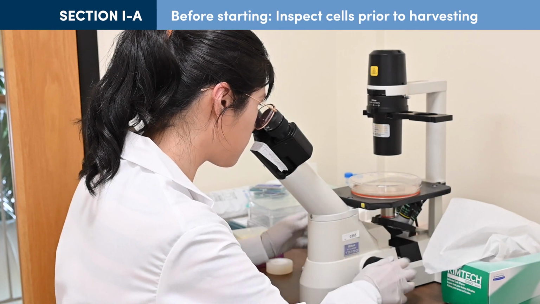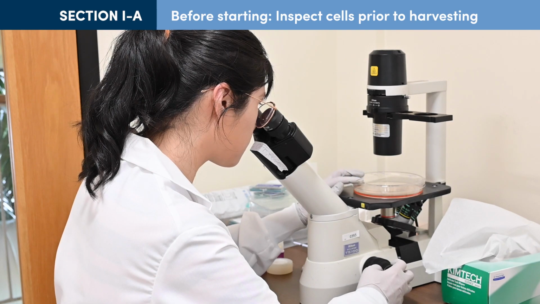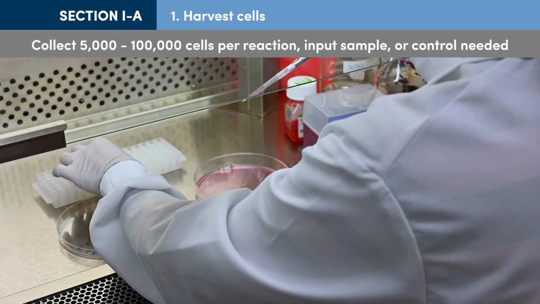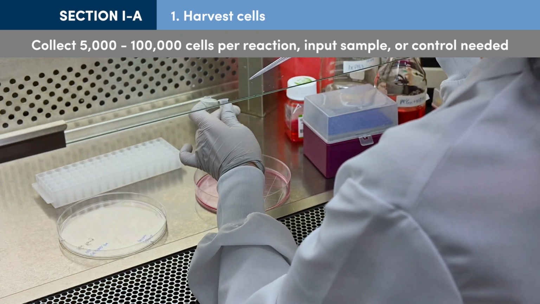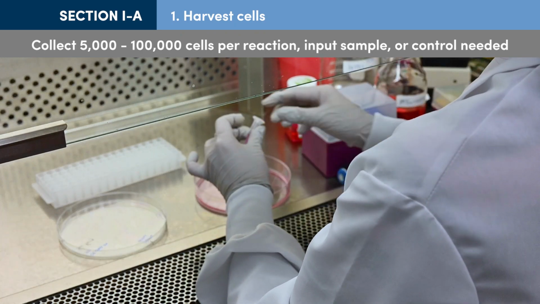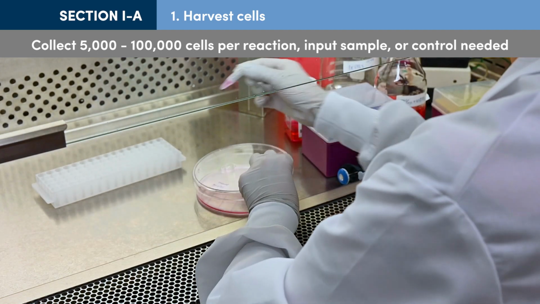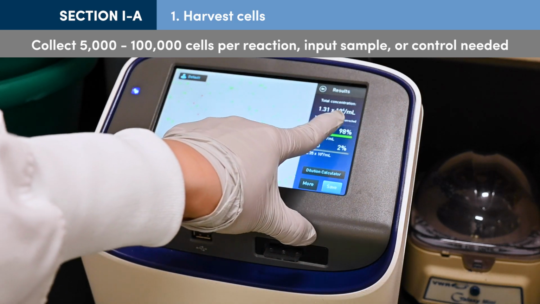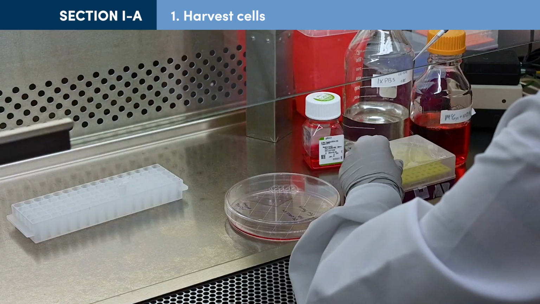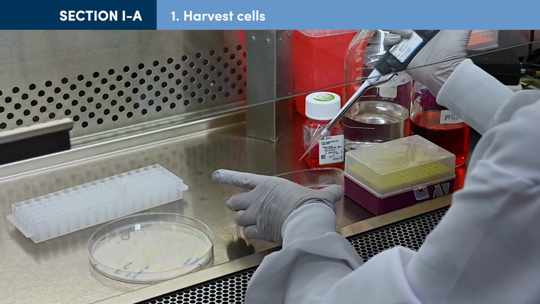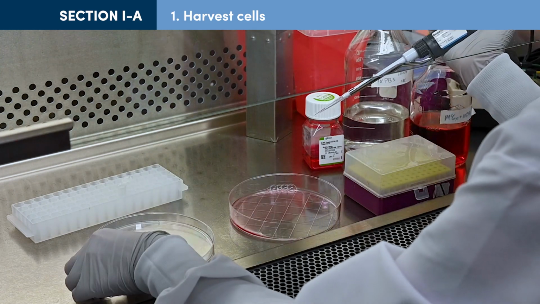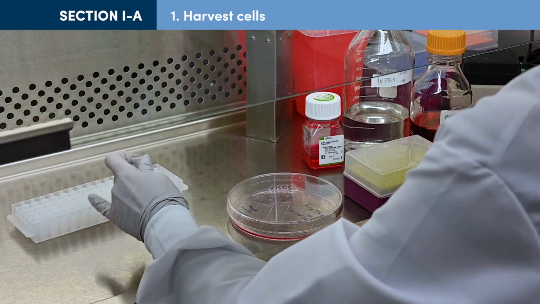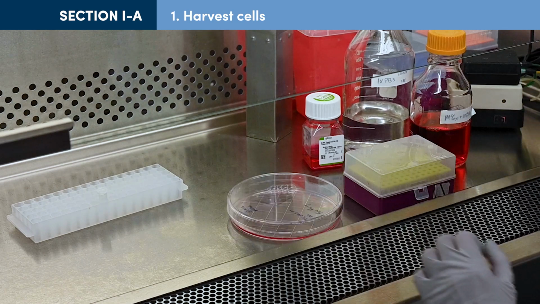Visually inspect the overall health of your cells and density or confluency of suspension and adherent cell lines, respectively. Collect 5,000 to 100,000 cells for each cut-and-run reaction, input sample, or positive or negative control needed. Use an automated cell counter or a hemocytometer to ensure the appropriate number of viable cells are collected. To minimize potential loss of cells, collect each experimental sample in one tube. These will be split into separate tubes for each cut-and-run reaction in Section 2, Step 10.